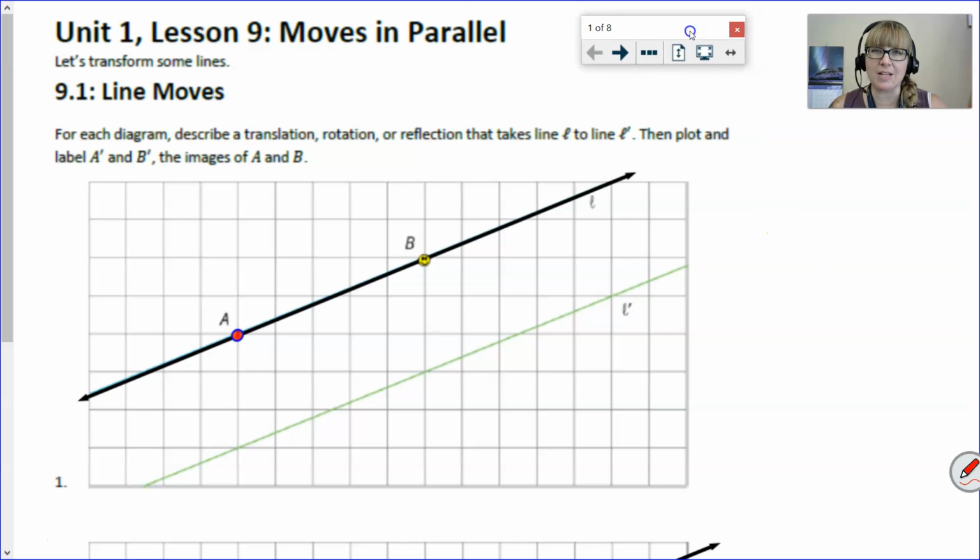We have already explored the different rigid transformations, translation, reflection, and rotation, and how they work with individual figures. Now we're going to focus those same transformations and see how they affect lines.